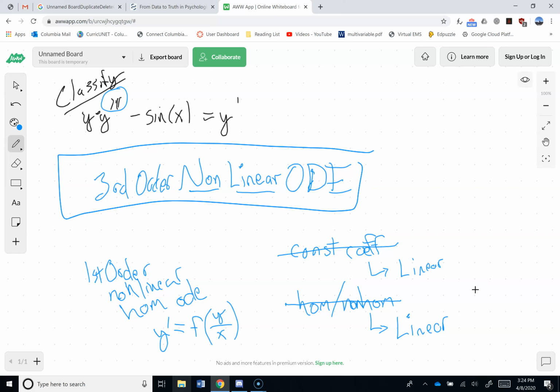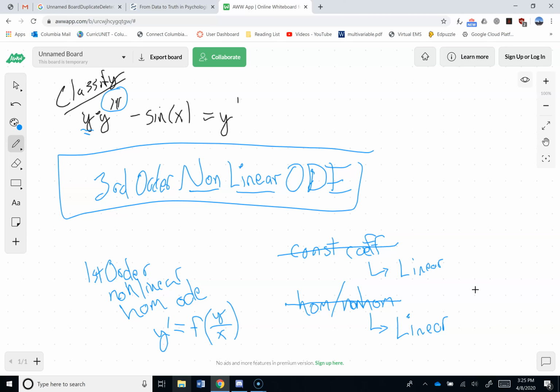In this case specifically, y is apparently one of the coefficients, but also y triple prime is one of the coefficients. So because it's not linear, I don't even know which things are coefficients and which ones aren't. Okay. Does that make sense? Yes.